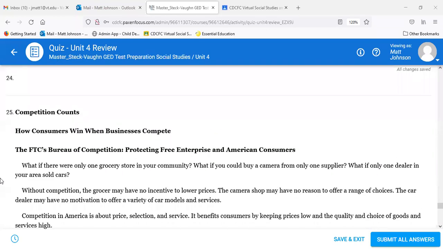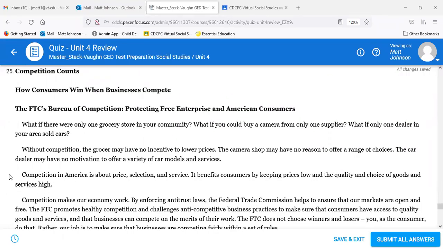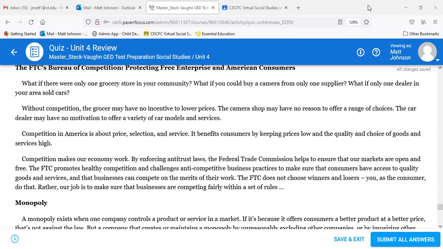So what if there were only one grocery store in your community? What if you could buy a camera from only one supplier? What if only one dealer in your area sold cars? Without competition, the grocer may have no incentive to lower prices. The camera shop may have no reason to offer a range of choices. The car dealer may have no motivation to offer a variety of car models and services.